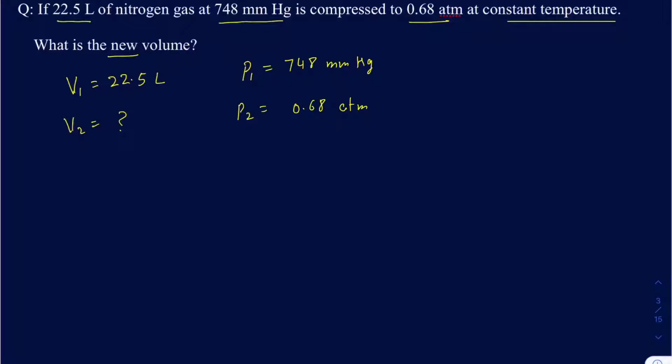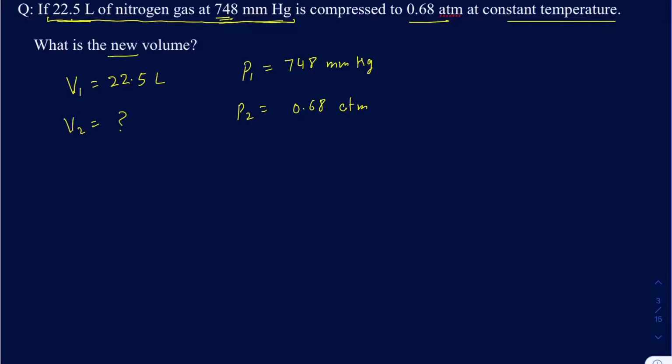One mistake students often make is that they mix up their sets. So remember, this 22.5 liters of gas corresponds to this 748 mm of mercury. So if you call this volume V1, this must be your first pressure. You don't want to call that P2, otherwise your answer is going to come out incorrect.